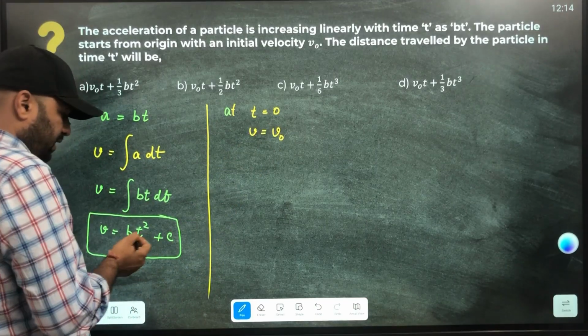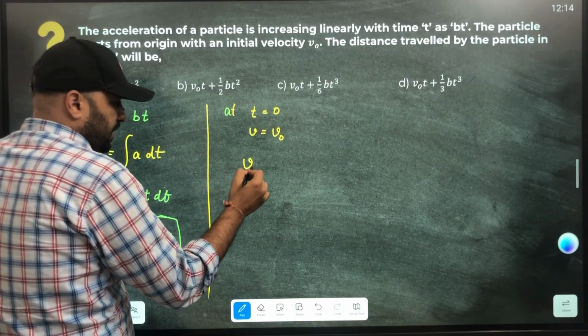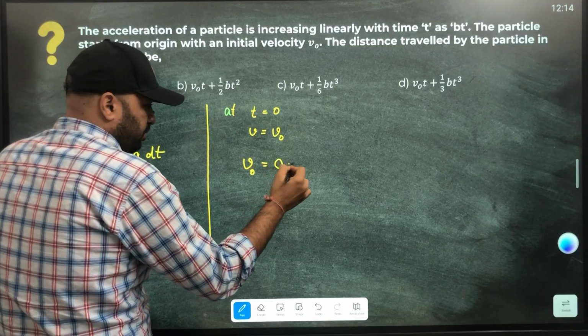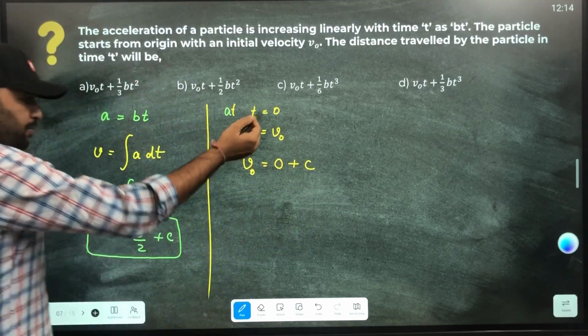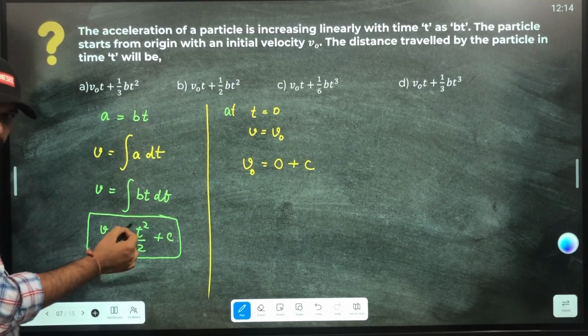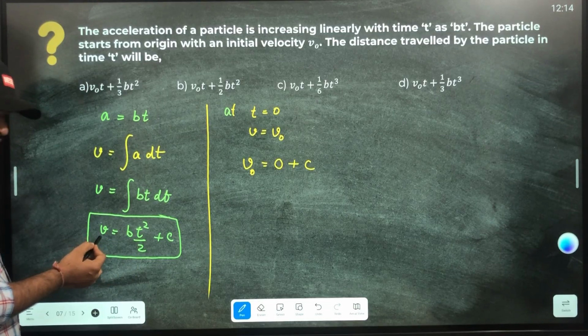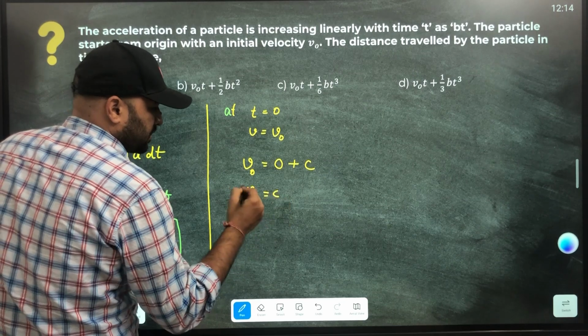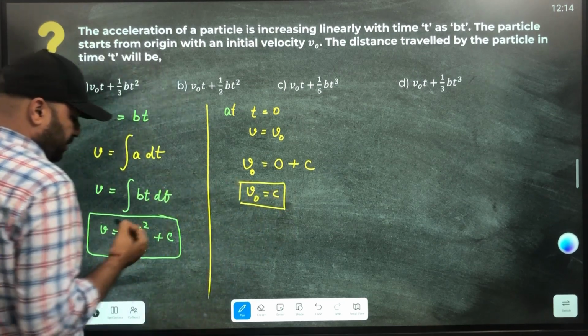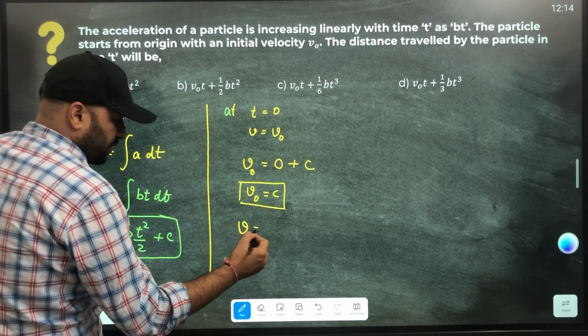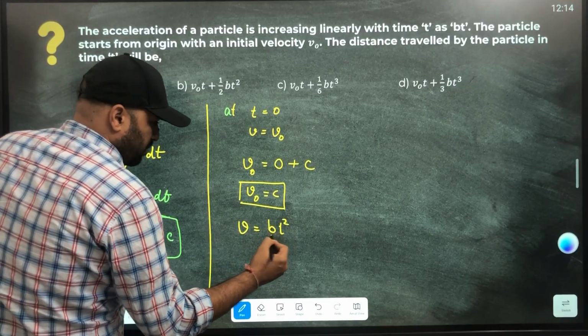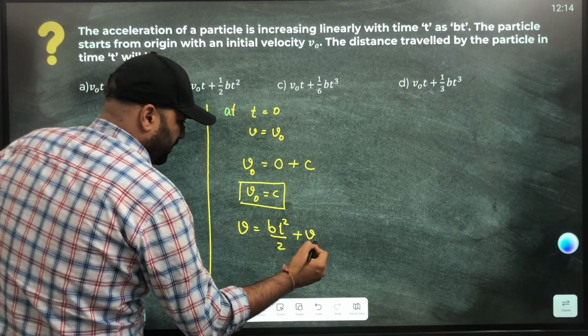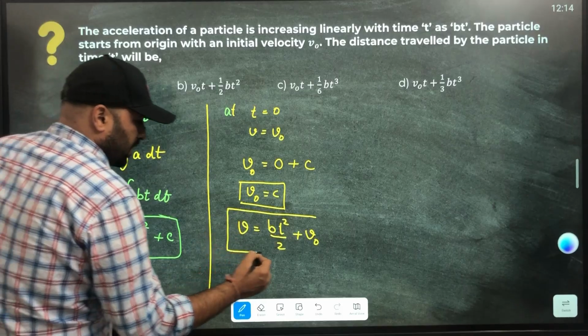So let's substitute t equal to 0 here. The left side will become v naught. This will be 0 plus c. Let me repeat again. Putting t as 0 here, this expression will reduce to 0. v will be equal to v naught, and that will be c. So v naught will be equal to c. This is our value of the constant. Let's substitute it back here. So the velocity function will become bt square by 2 plus v naught. This is our actual function.